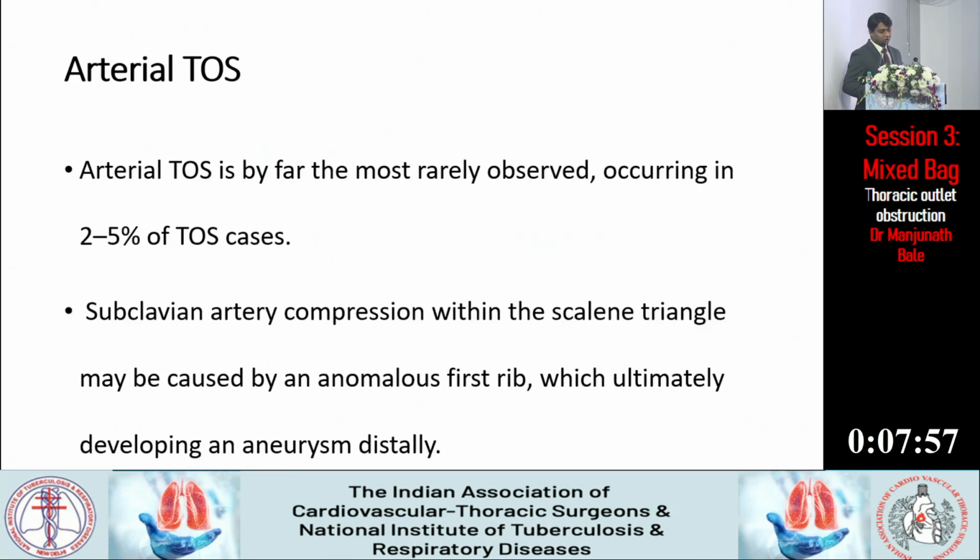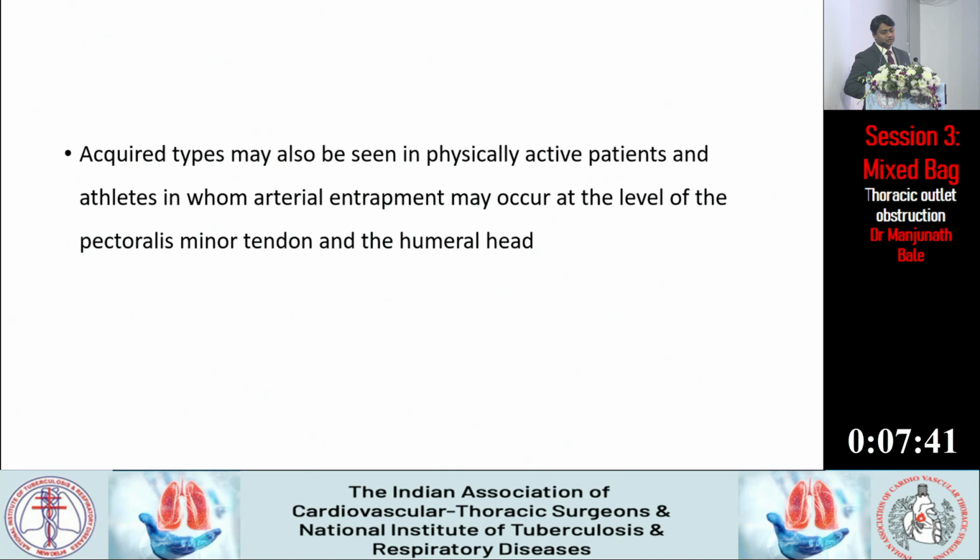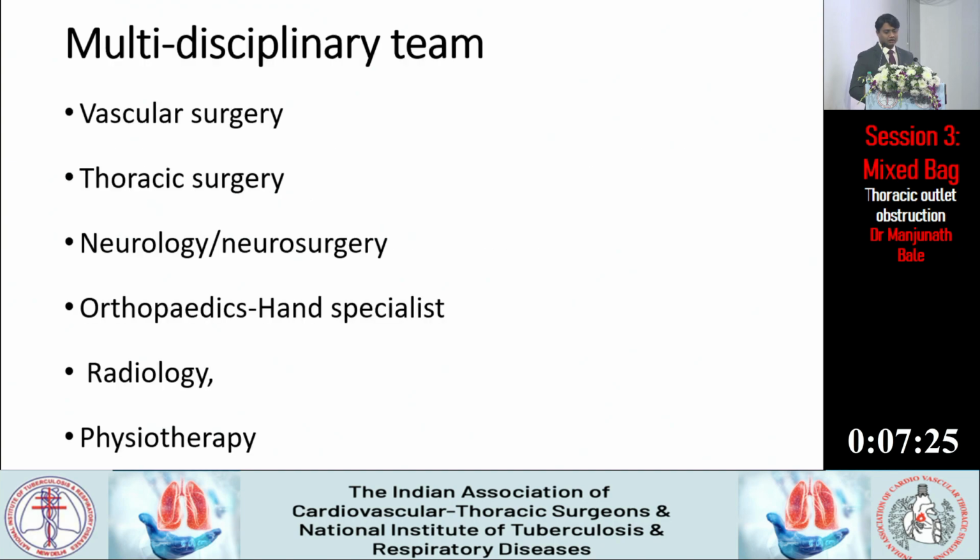The last and least common type is arterial TOS, which is present in about 2 to 5% of cases. In this, the subclavian artery is compressed mostly within the scalene triangle, and this is also caused mostly by the anomalous first rib, which ultimately leads to aneurysm or stenosis of the subclavian artery. Acquired types are mostly seen, as I said, in active males and athletes, in which arterial entrapment can occur, especially between the pectoralis minor tendon and the humeral head.